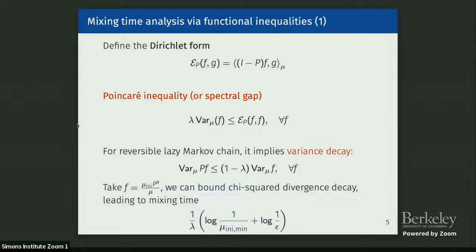That will depend on 1 over lambda. Lambda is the Poisson constant here, and then the log of 1 over the minimum value of the initial measure, and the log 1 over epsilon. Epsilon is the target total variational distance you want to achieve. So this we have seen.